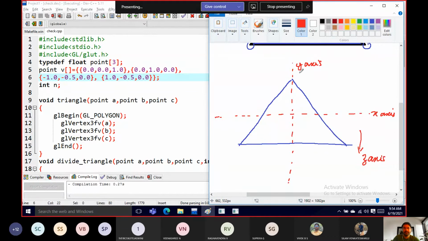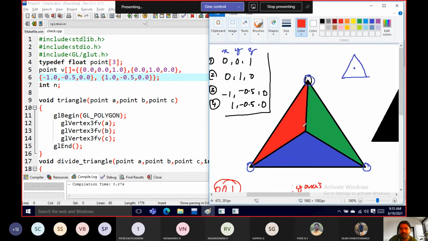What was the value initially? It was 0, 0, 1. So x is 0, y is 0, and what about the z? Z is positive 1. I'm starting from here and it is towards the front of the triangle. That means this is the apex point. So this value will be 0, 0, 1. That means it will be the apex, the center point.